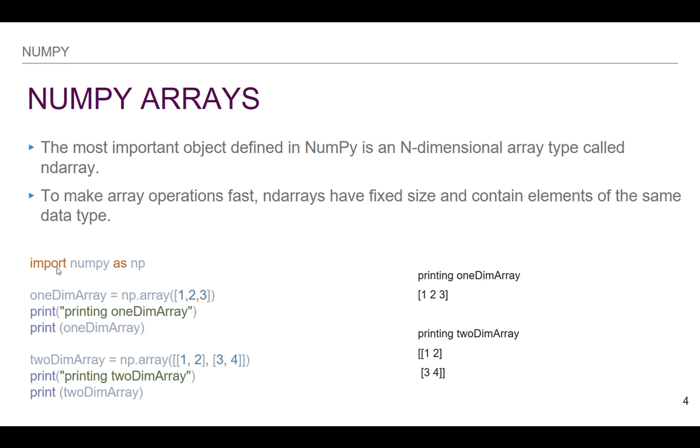So here's an example. Import NumPy as np. Then we call array to create an array. So here we have a one-dimensional array. And in the second operation, we have a two-dimensional array. So the content of the argument looks like a normal list or list of lists.